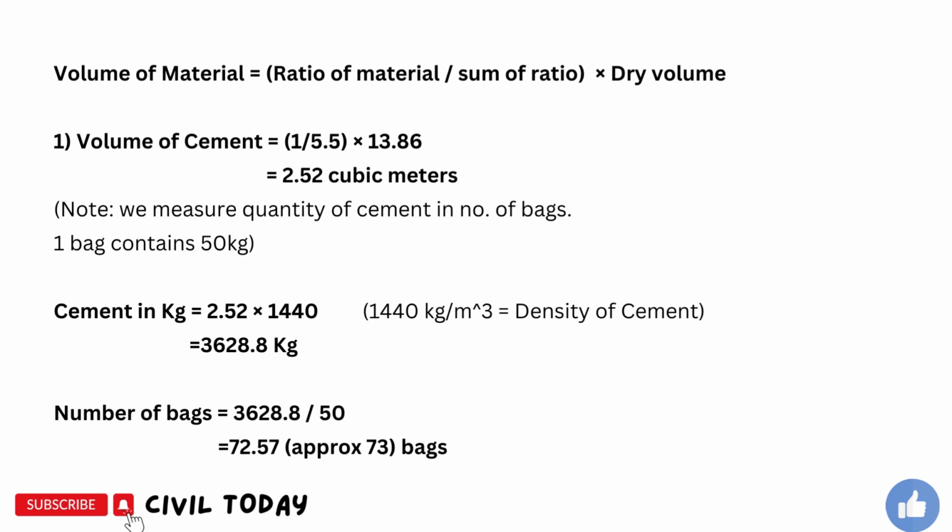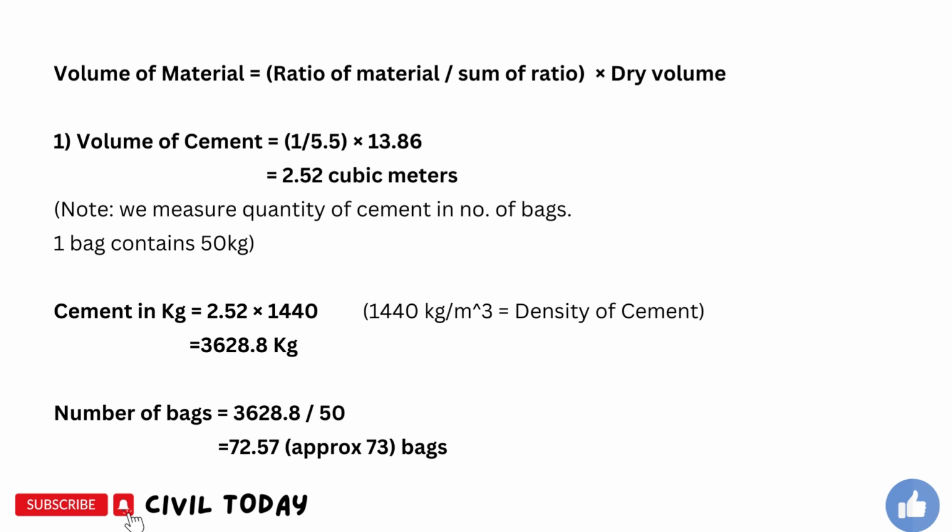Now moving to another point, how we can calculate the volume of cement. As we know, the ratio of material for cement is 1 and the sum of ratio is 5.5, multiplied by dry volume, it comes to 2.52 cubic meters. Everyone knows that cement is used in bags, and one bag contains 50 kg of cement. So first we need to convert this into kg, starting from the volume above, 2.52 cubic meters.